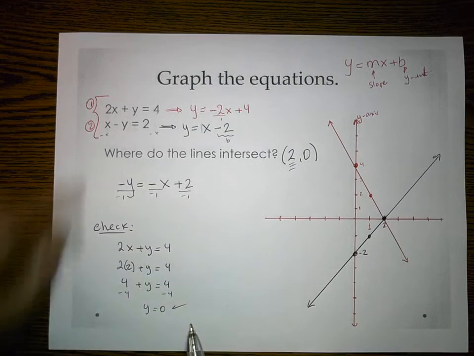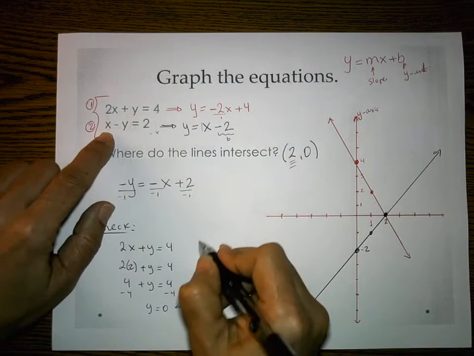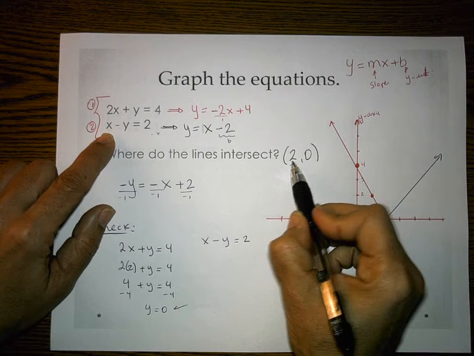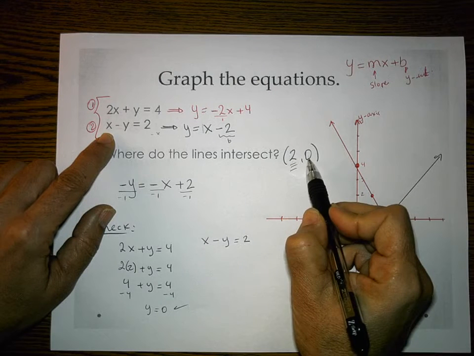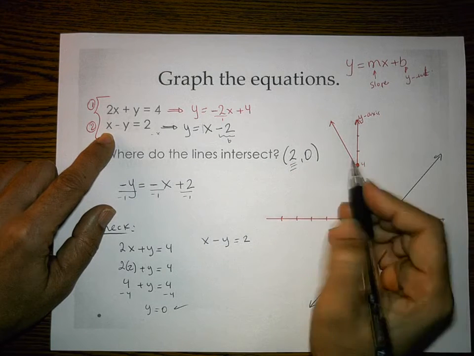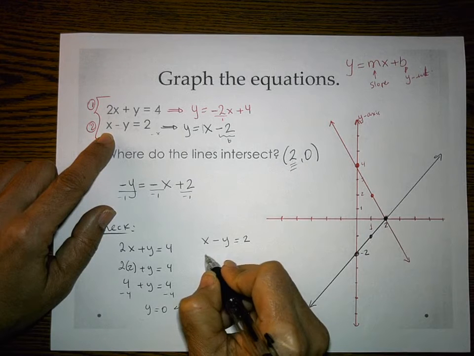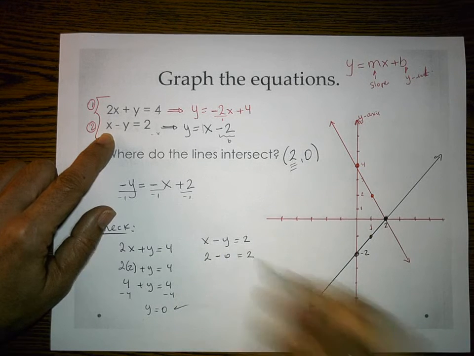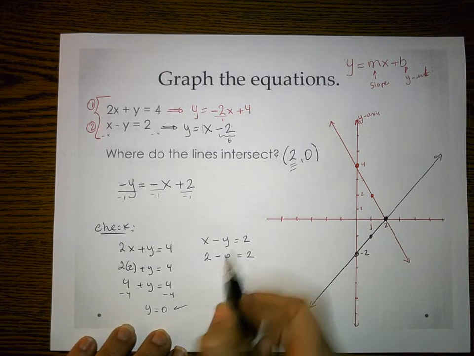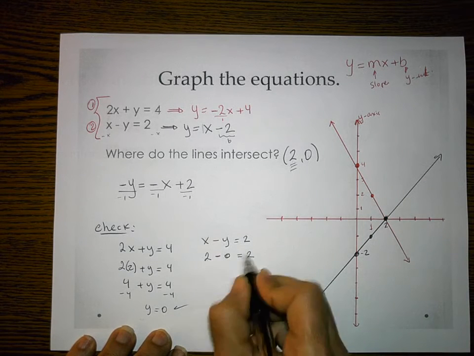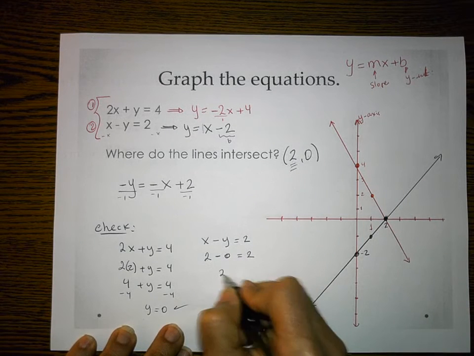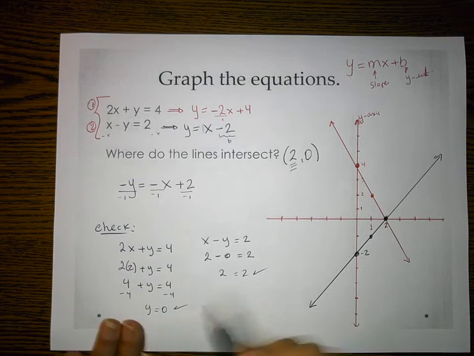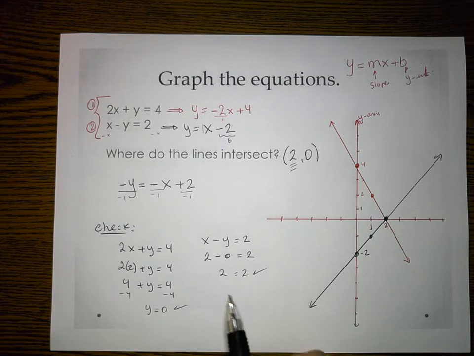If I do exactly the same thing to the other line, x minus y equals 2. Plug in a 2 for x, and you can even plug in a 0 for y, and it will work. So if I plug in a 2 for x and a 0 for y, does that give me a true statement? Does 2 minus 0, x minus y, equal 2? Yes, it does. 2 equals 2 is a true statement. So as you can see, there are many strategies for you to be able to check to see if your points are correct.